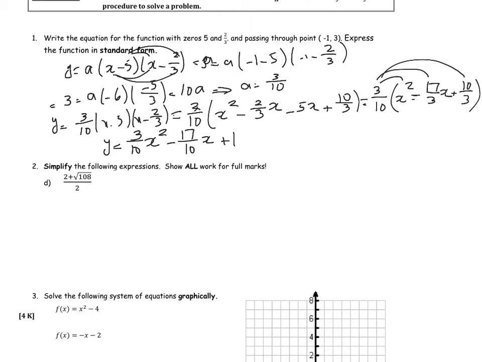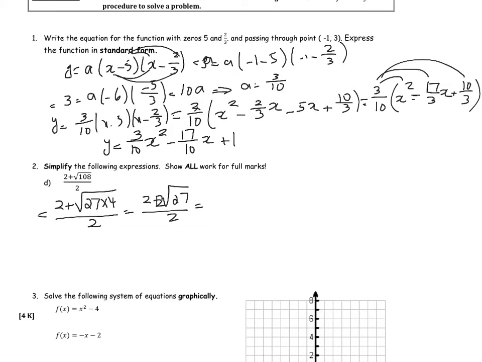Question number 2 says simplify the following expression: 2 plus square root of 108, over 2. To do this one, we know that 108 is the same as 27 times 4. So I can write this one as 2 plus square root of 27 times 4, divided by 2. Now, 4 comes out of the square root and becomes 2, so it becomes 2 plus square root of 27 over 2, and there is a 2 here.